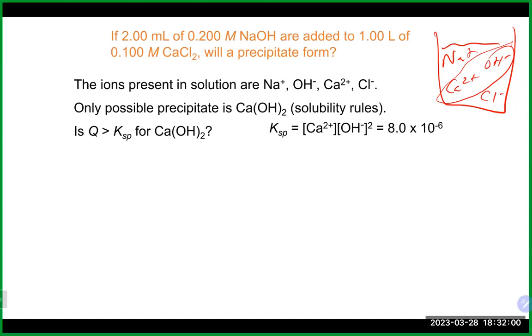So is Q greater than the KSP here? The KSP is 8.0 times 10 to the minus 6 for calcium hydroxide, which is our only option. So I'll let you do it. Why don't you calculate Q here and see if we would expect a precipitate to form based on these conditions.